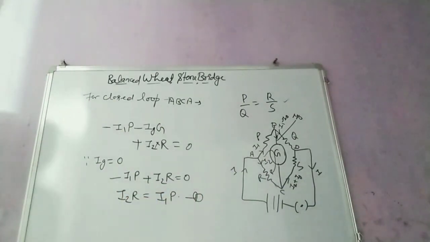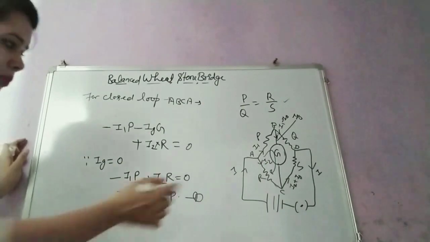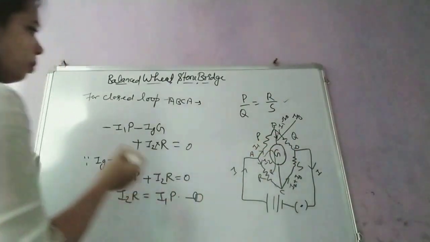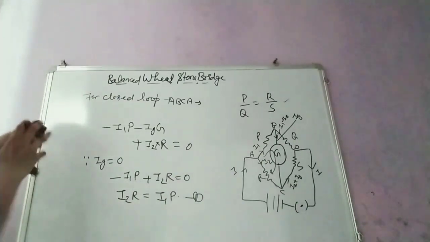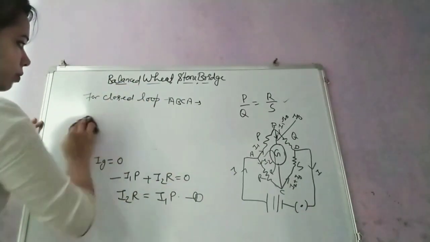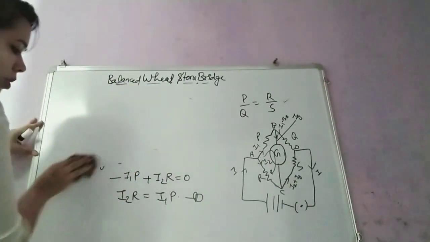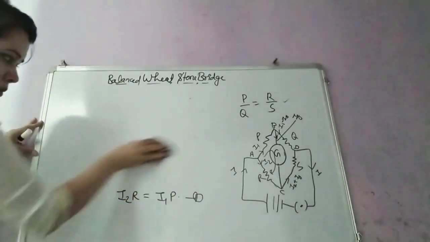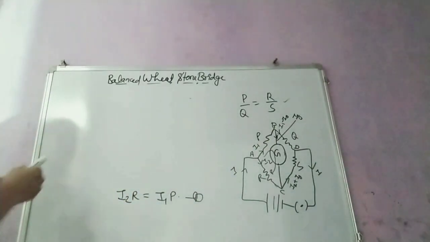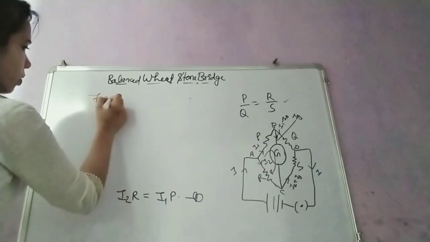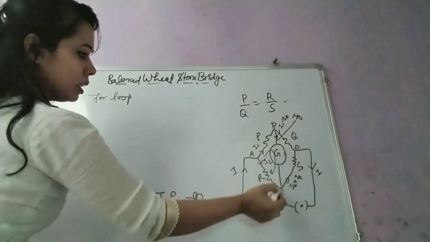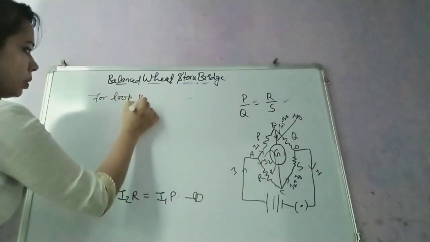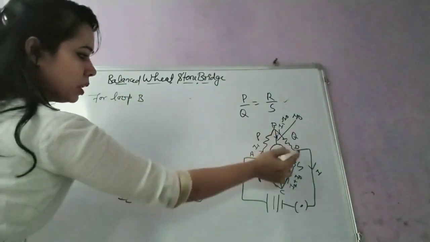Now I will write the second equation. For the second loop I will take the upper side, I am removing this side. This condition, the first equation, I am leaving. So now for loop BDCB, okay, closed loop BDCB.